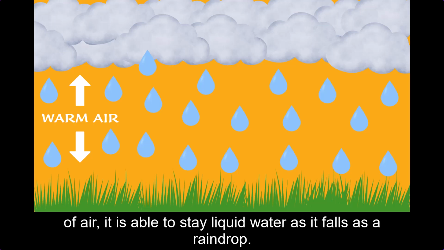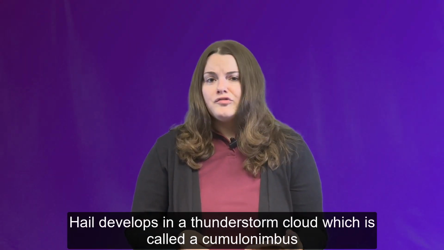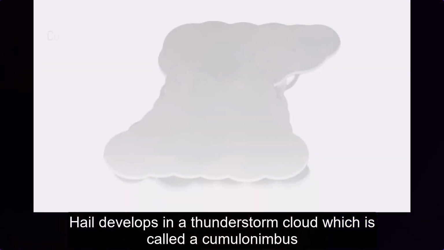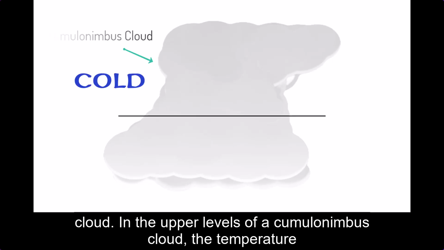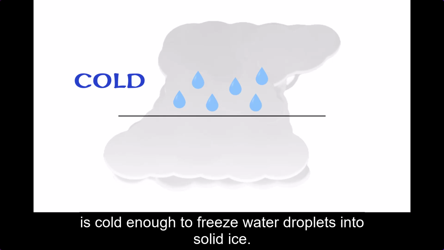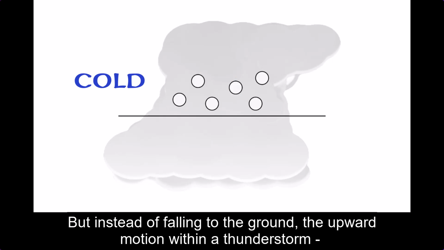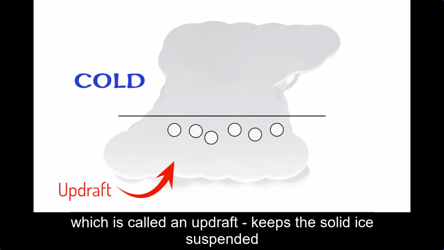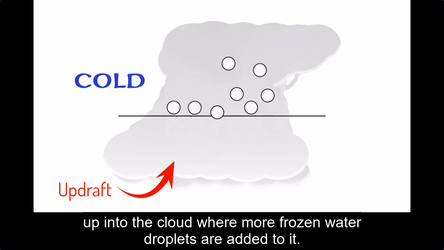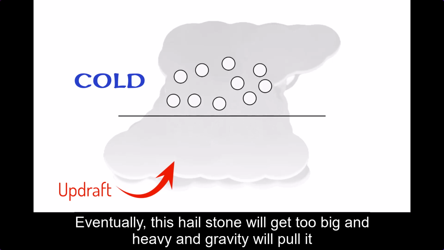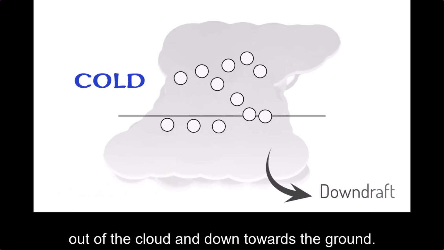falls as a raindrop. Hail develops in a thunderstorm cloud, which is called a cumulonimbus cloud. In the upper levels of a cumulonimbus cloud, the temperature is cold enough to freeze water droplets into solid ice. But instead of falling to the ground, the upward motion within a thunderstorm, which is called an updraft, keeps the solid ice suspended up into the cloud where more frozen water droplets are added to it. Eventually, this hailstone will get too big and heavy and gravity will pull it out of the cloud and down towards the ground.